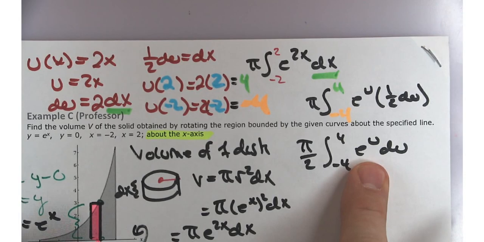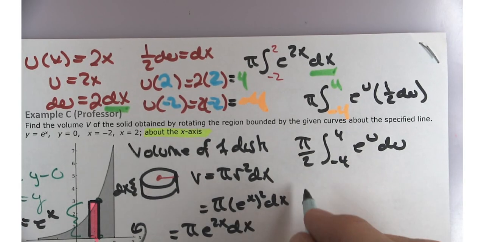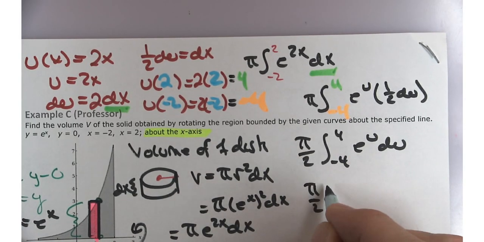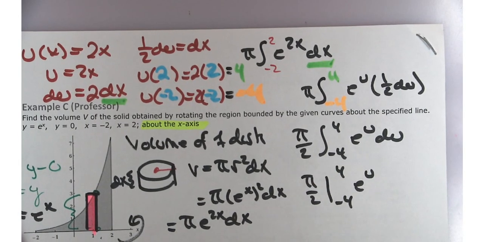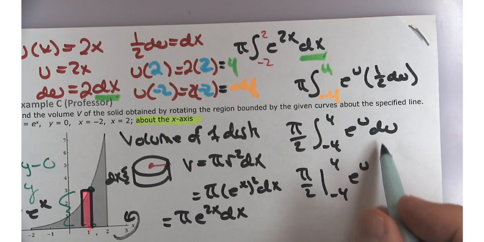What's the integral of e to the u du? Rahana? Yeah, e to the u. Thank you. So it's going to be pi over 2, negative 4 to 4 of e to the u. The du disappears after we find the antiderivative.